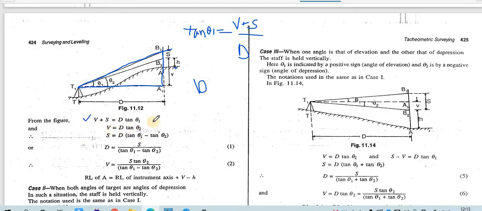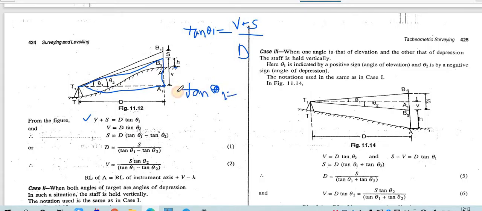After that, V equals D tan theta 2. This is for the first case, when you are considering the bigger triangle. Now in the second case, you will have to consider the smaller triangle, this triangle from here to here. So in that, tan theta 2 will be what?